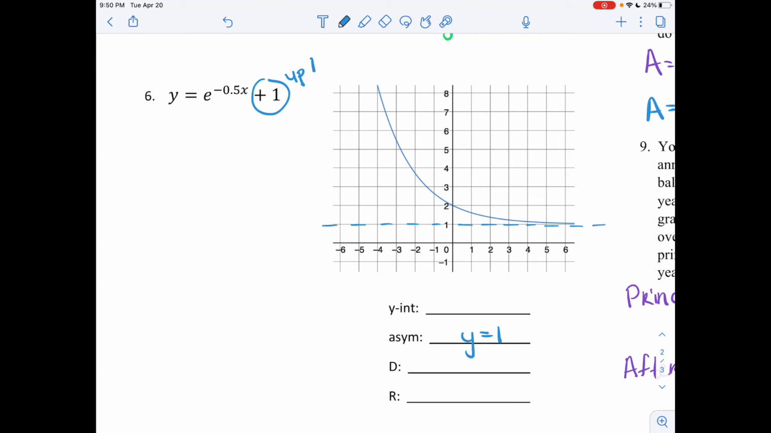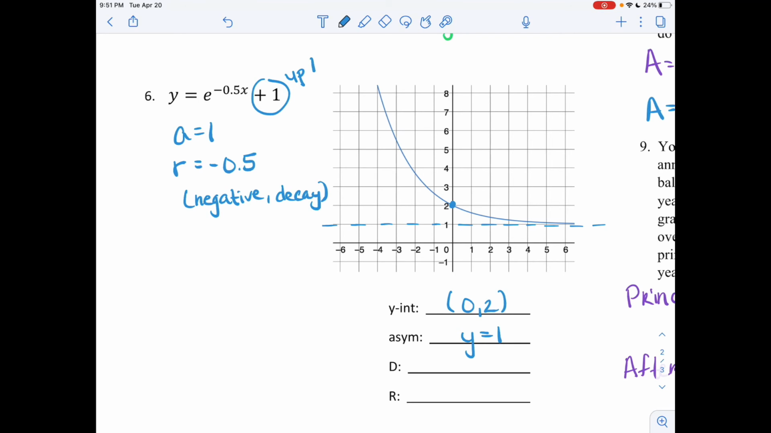Let's identify a, and that's going to be a 1 because there is not a number here in front of e, so it's the implied 1. The r value is negative 0.5. And since that's negative, it indicates decay. And we can see that decay here on our graph. We are definitely heading down on our graph. Let's go ahead and identify some points. We have a y-intercept at (0, 2).